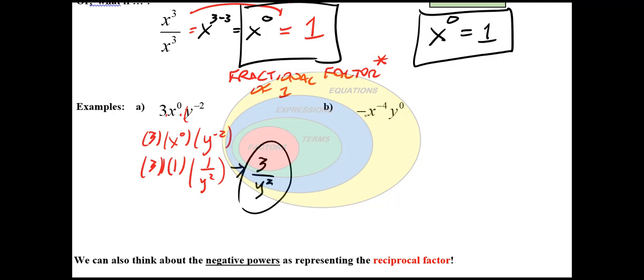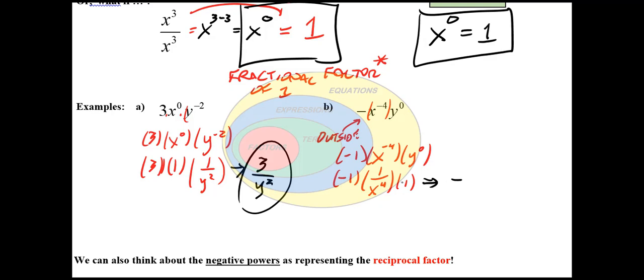Here, the next example, we notice we have a negative outside, and this represents a factor of -1. So the -1 factor is by itself, and then I have x to the -4th, and then I have a y to the 0. So when I rewrite this, if I evaluate the factors, I have this -1. X to the -4 is the same as 1 over x to the 4th, and y to the 0 is the same as 1. So our answer then is just going to be a -1 over x to the 4th.